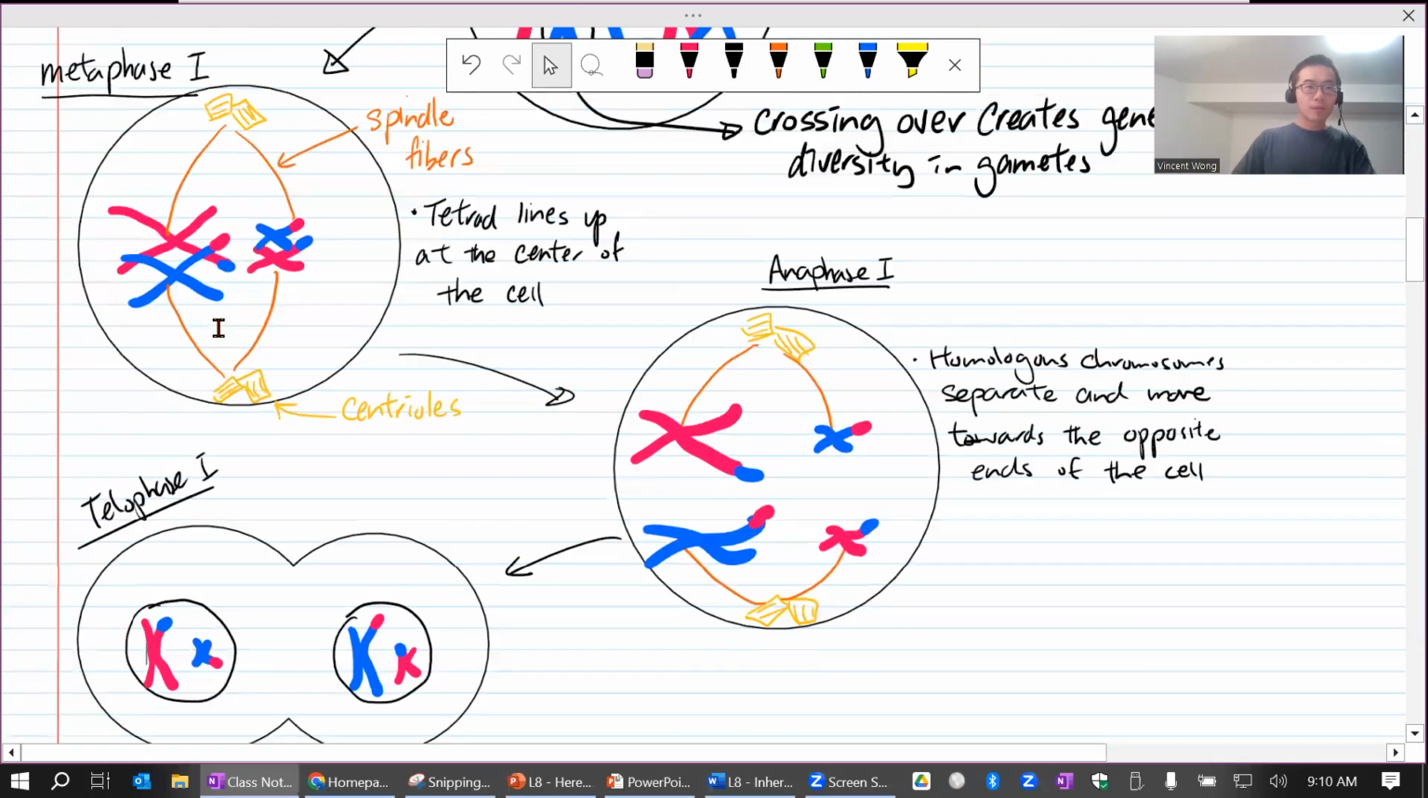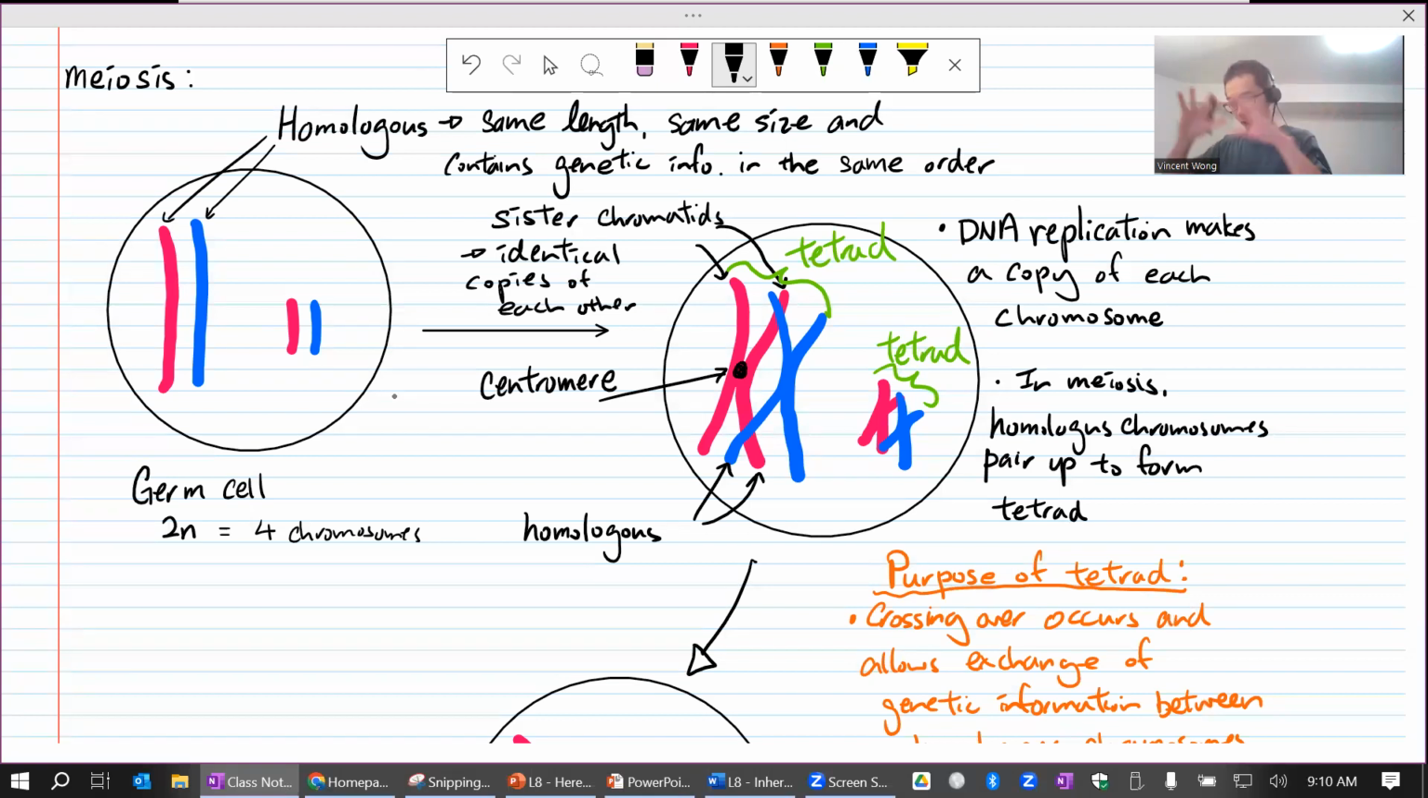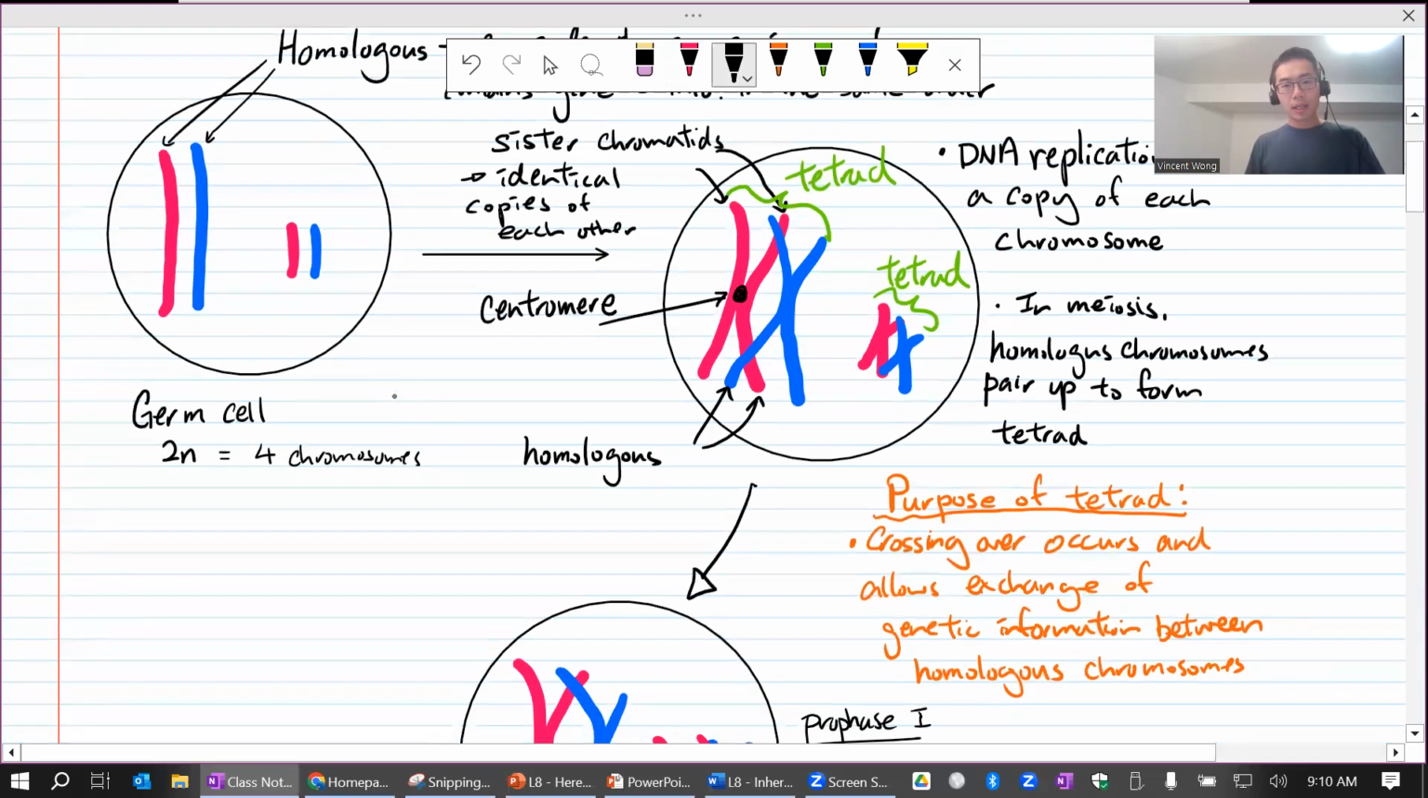Okay, so let's count our chromosomes again. At the beginning here, this is 2n. I'm going to put the chromosome number here for you to see: 4 chromosomes. Of course, in total, it's 46 in humans. So over here, what's going on? After DNA replication, it is still 2n. It is still 4 chromosomes.